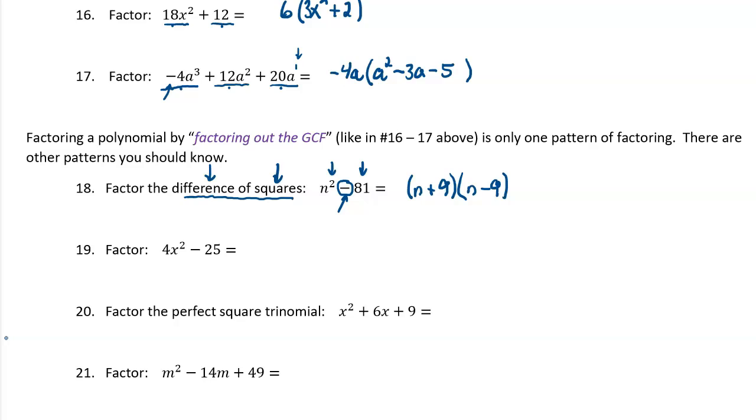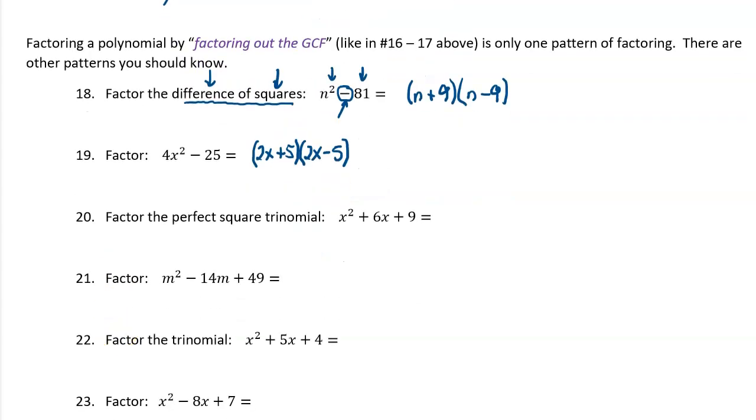Number 19 is also a difference of squares. So you use the double parenthesis pattern. The square root of 4x to the second power is 2x. The square root of 25 is 5. One of them needs a plus and the other needs a minus.